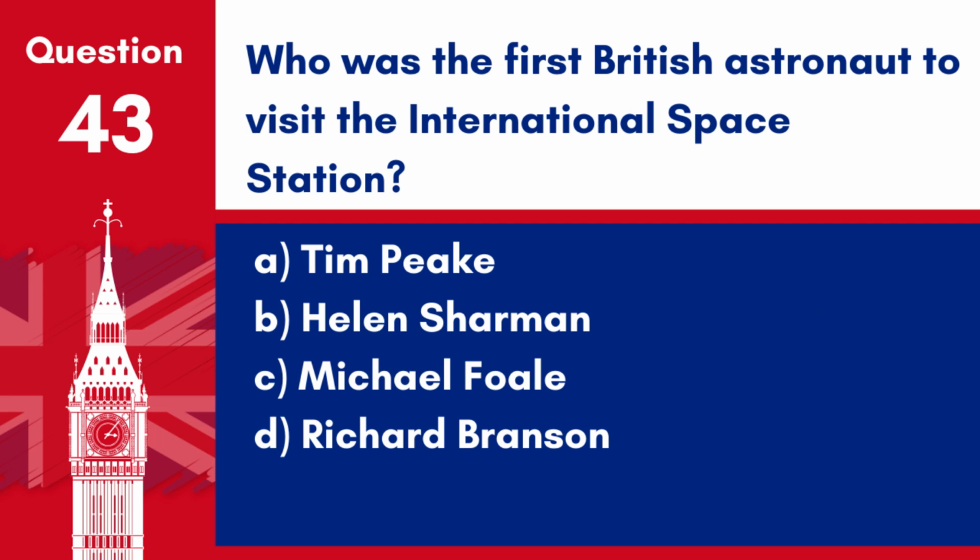Question 43. Who was the first British astronaut to visit the International Space Station? A. Tim Peake. B. Helen Sharman. C. Michael Foale. D. Richard Branson. Answer. A. Tim Peake. Tim Peake became the first British astronaut to visit the International Space Station in December 2015, conducting various scientific experiments during his mission.